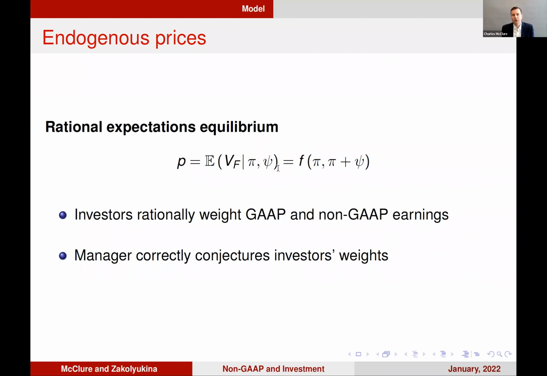As I had alluded to before, we're going to assume a rational expectations equilibrium in the sense that stock price is going to be a function of two signals that investors are going to receive, and they're going to try to rationally guess what the fundamental value VF is of the firm. So they're going to weight these two signals, GAAP and non-GAAP earnings, assigning these weights based on their guess of the fundamental value. And because we have an equilibrium here, we're going to assume that the manager can correctly conjecture what those weights would be.